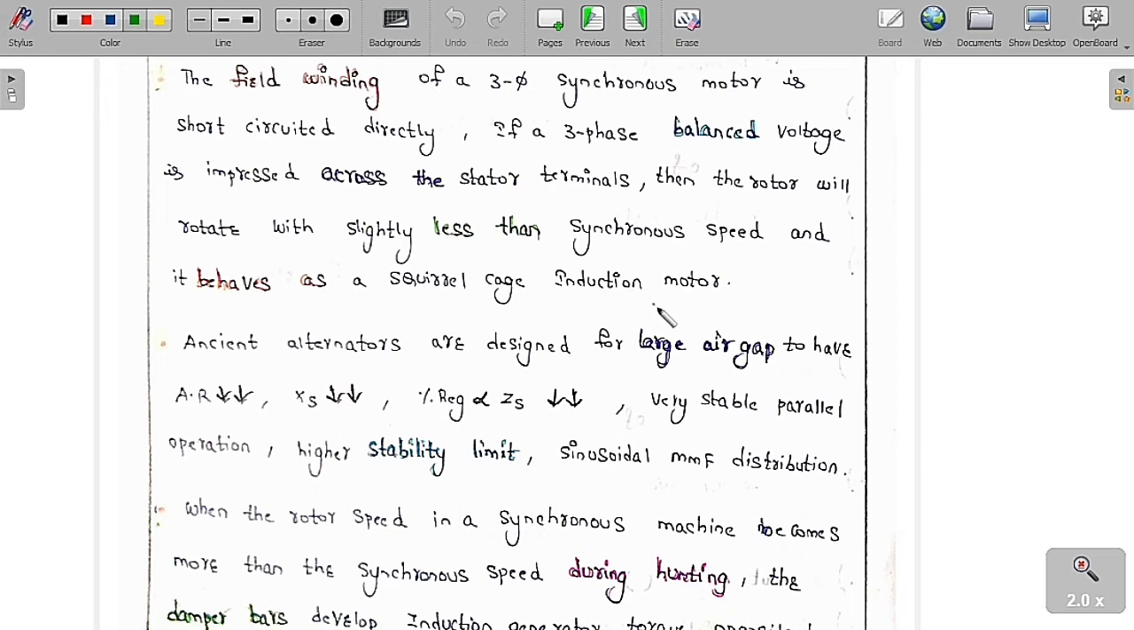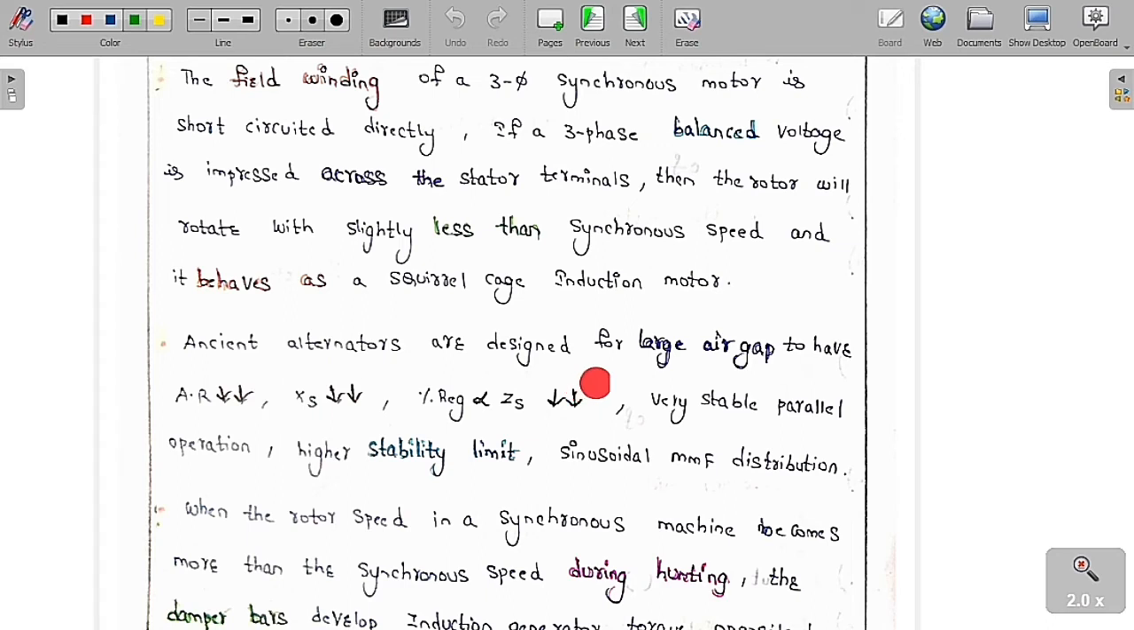Whenever you short circuit the field winding on the rotor and give a three-phase AC supply to the stator, we definitely get an RMF, a rotating magnetic field. Because of this, currents are induced in the field winding and it rotates in the direction of the RMF, with the help of Lenz's law. Therefore it always rotates at a speed lesser than the synchronous speed. This is said to be a squirrel cage induction motor.